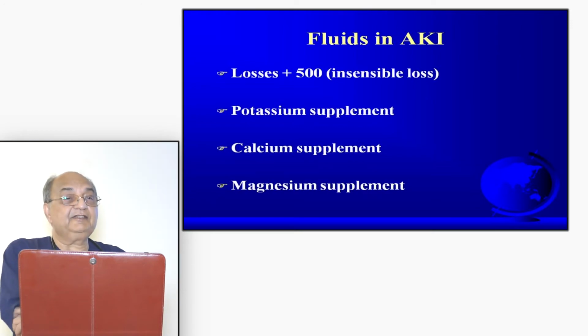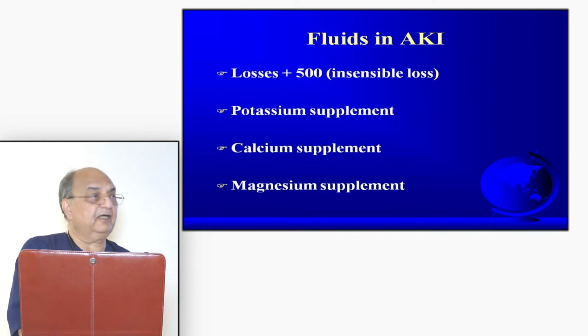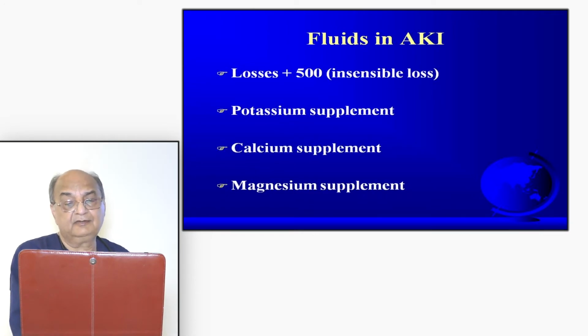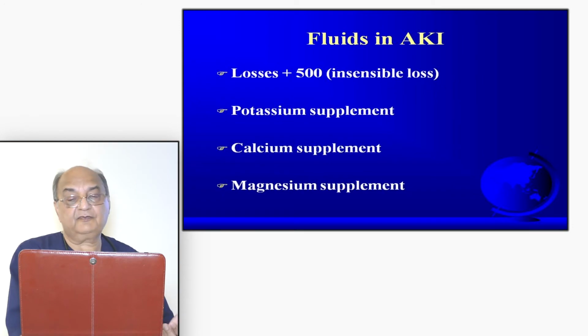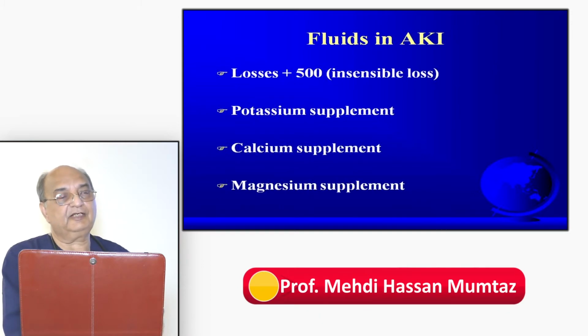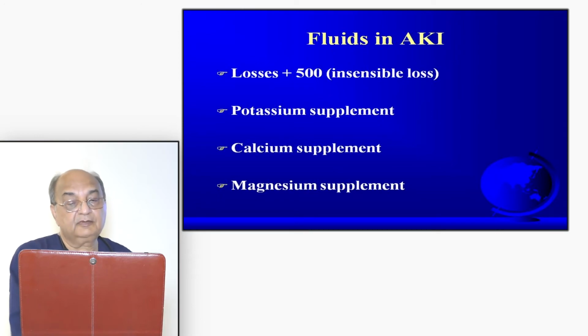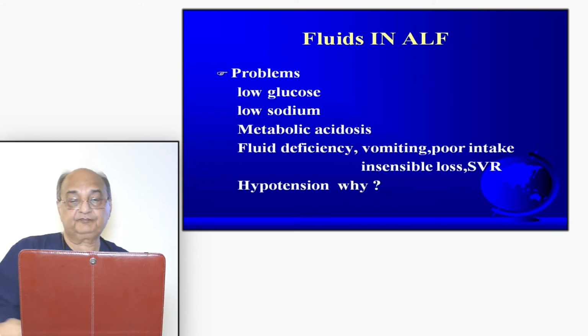Colloids in acute kidney injury. The normal plan, as the nephrologists say, is previous loss plus 500, which is the insensible loss. Insensible production and insensible loss, and the difference of that is to be added. Then you might have to give potassium supplement, calcium supplement, and magnesium supplement, because this is a case for the nephrologist.